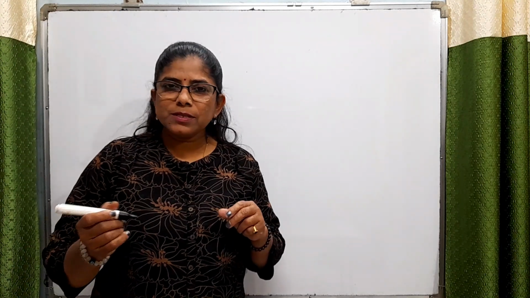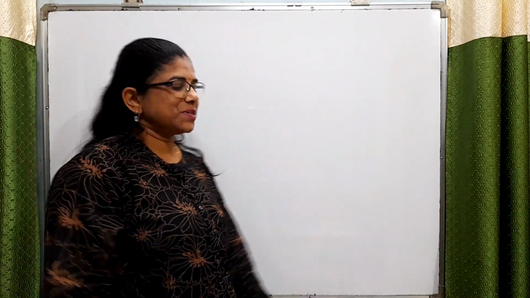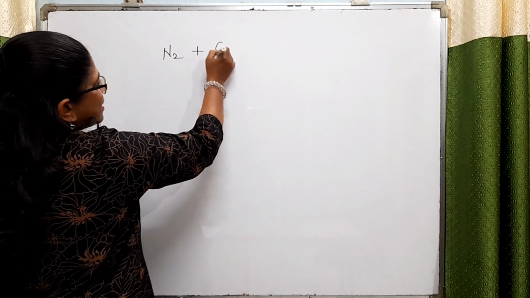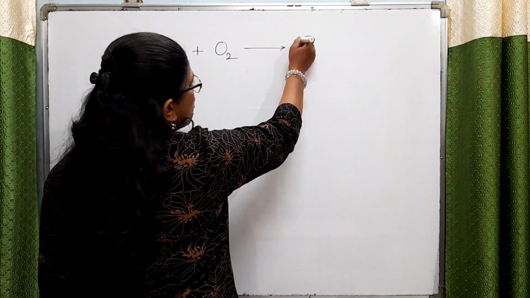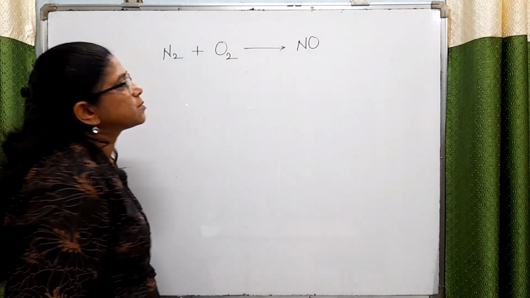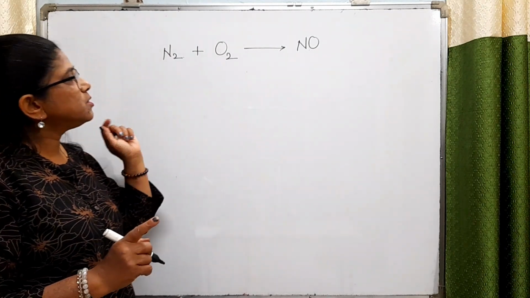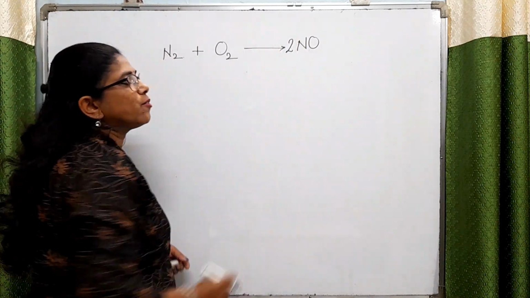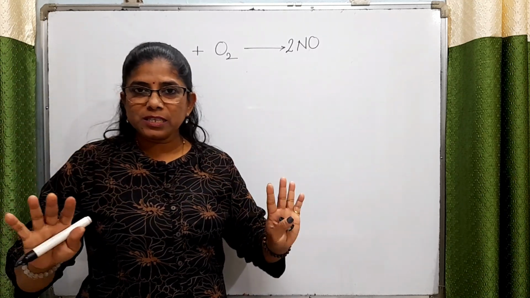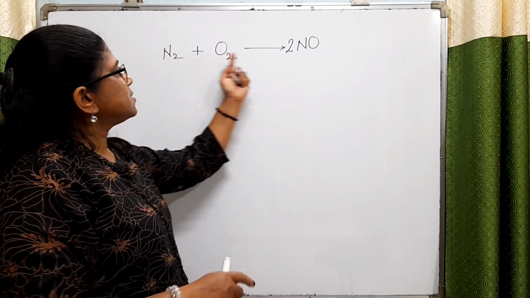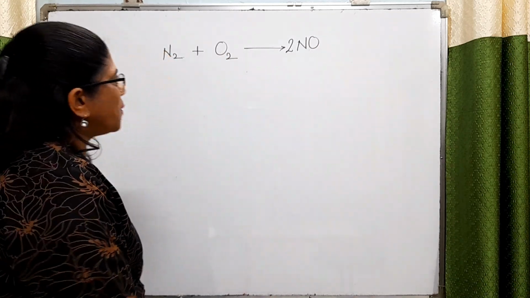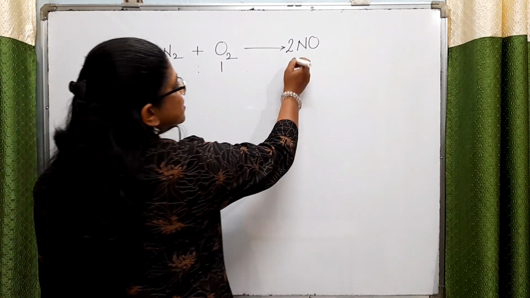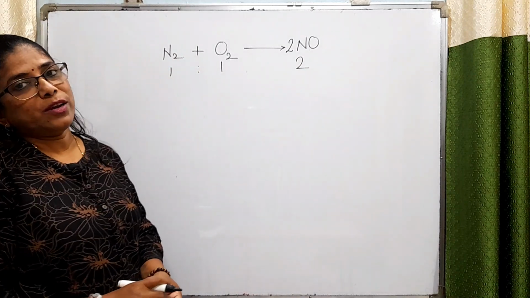Now, even this question is not at all difficult. It's a simple question. Here nitrogen reacts with oxygen to form nitric oxide. 1 volume of nitrogen reacts with 1 volume of oxygen to form 2 volumes of nitric oxide. They have mentioned this in the problem itself. And if we check, this is a balanced reaction. So 1 volume of nitrogen and 1 volume of oxygen give us 2 volumes of nitric oxide.